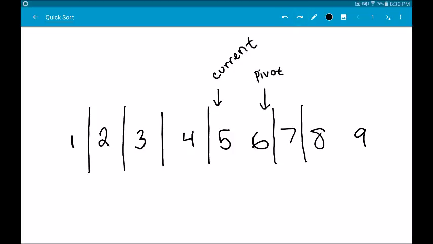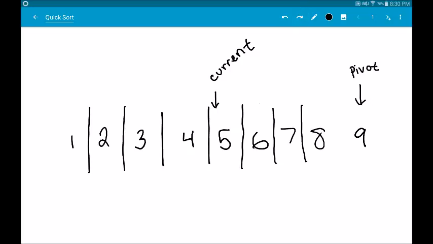Since the current is less than the pivot, we know they're in the right space, so we put a wall between the two of them, and then we move the current to 8 and the pivot to 9. Since current is less than pivot, we know the two are in the right spot, so we put a wall between them and then we're done.